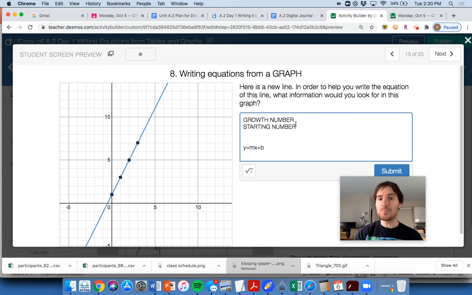The thing we need to figure out is b, and b is our starting number. That's where our starting number goes in the equation. So here's what you really need to memorize: my starting number goes at the end. That's after the plus sign, or maybe it's a subtraction sign if my y-intercept is negative.